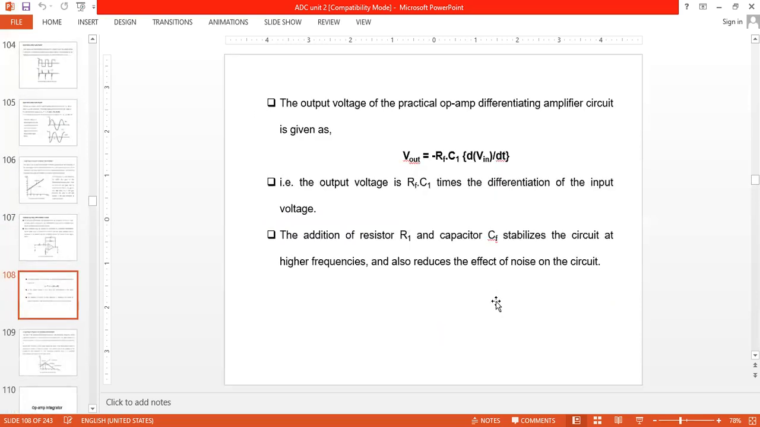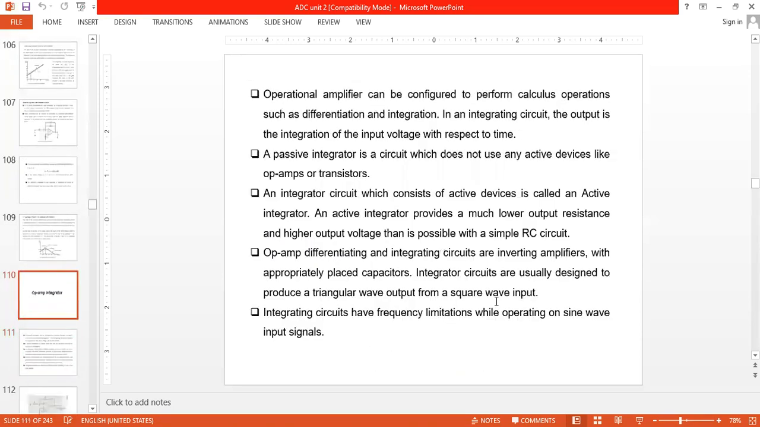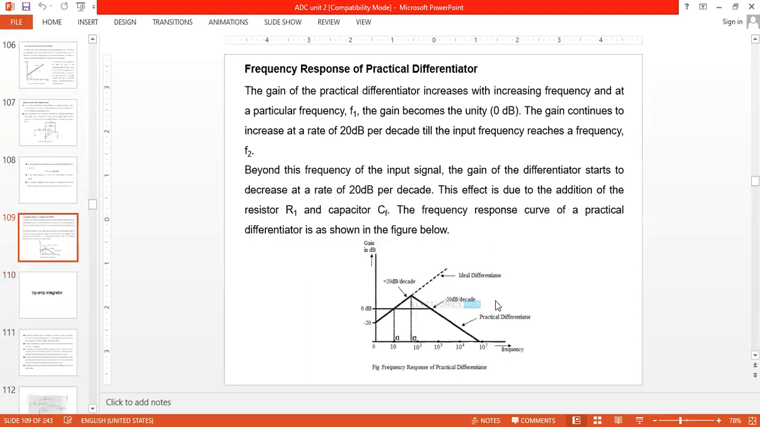We have derived V out is equal to minus R into C1 into dVin by dt. Then the frequency response of the practical differentiator. The gain of the practical differentiator increases with the increase in frequency, and at a particular frequency the gain becomes unity, that is 0 dB. The gain continues to increase at 20 dB per decade up to the frequency F2.